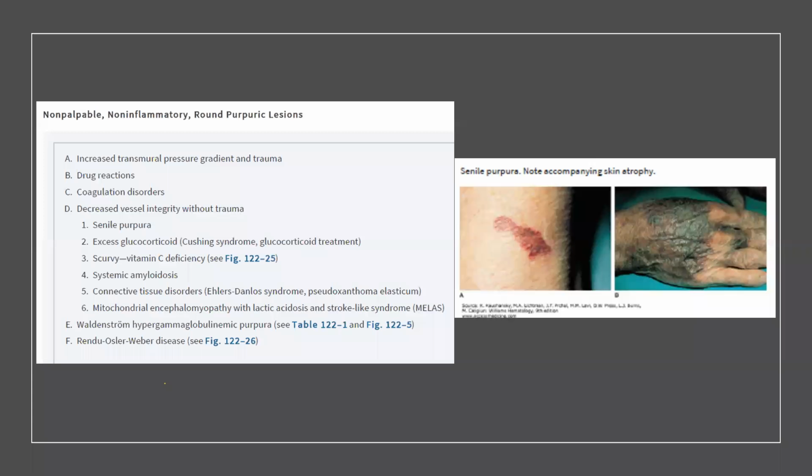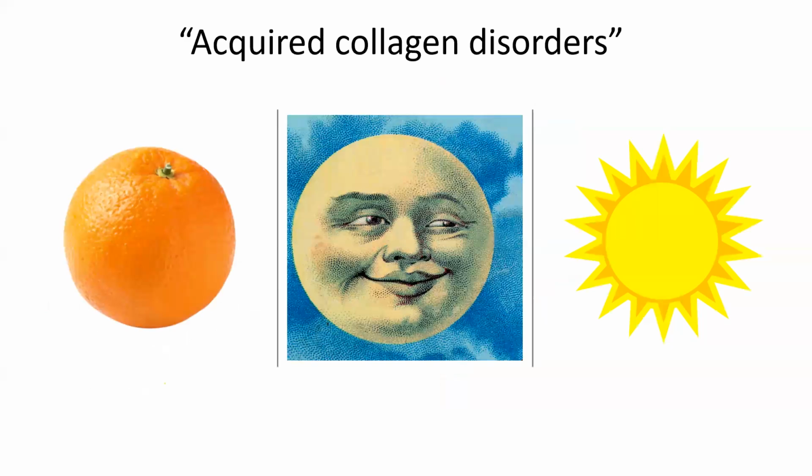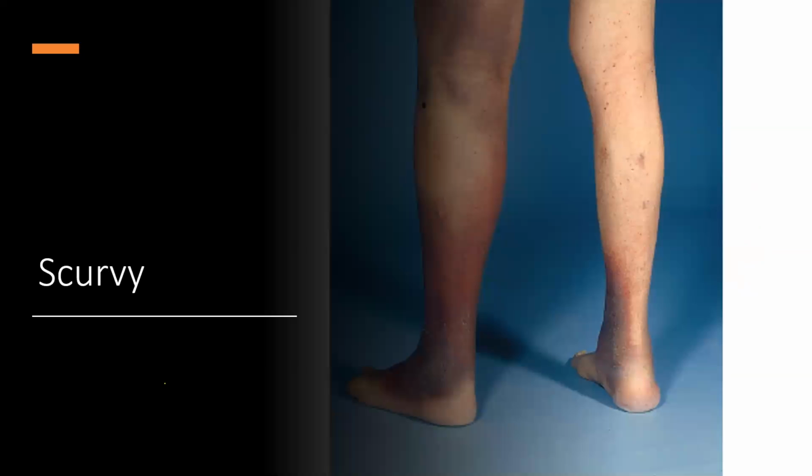The last group of purpura is the non-palpable, non-inflammatory purpura. You may wonder what the mechanism can be. Reduced vascular strength leads to mechanical breakability. I think of these disorders as an orange, a moon, and a sun. Scurvy is perhaps the prototype disorder.